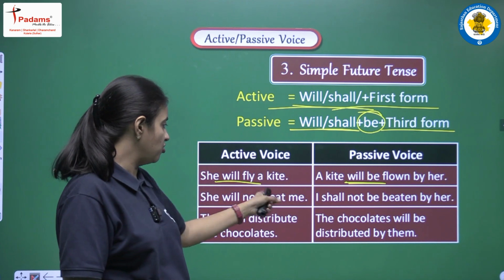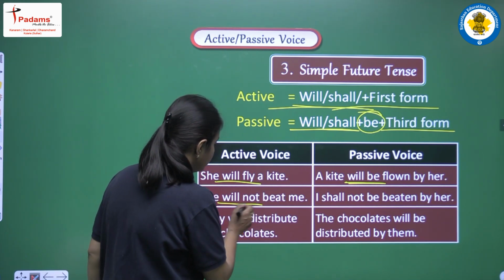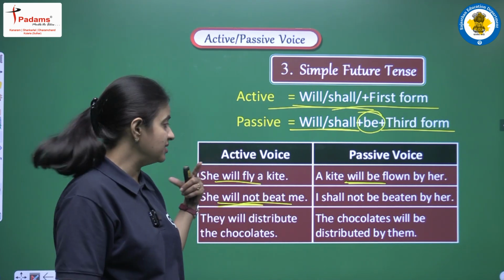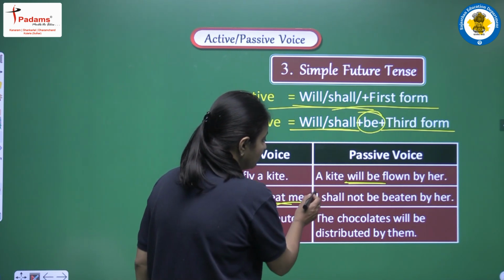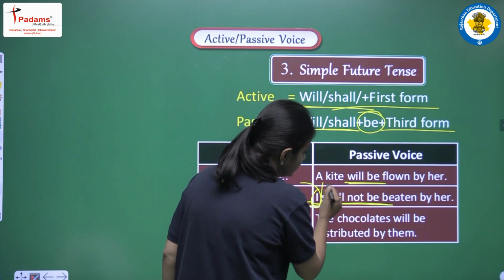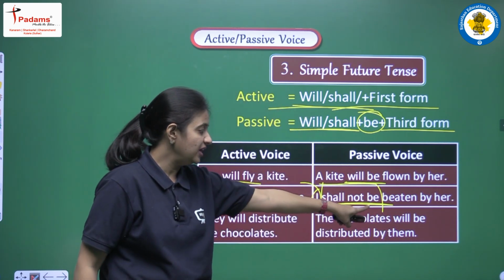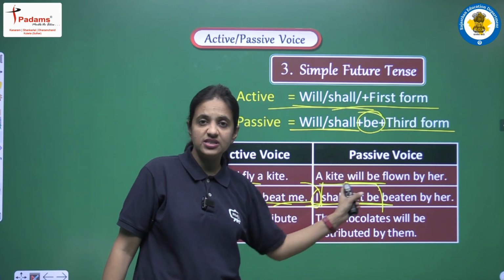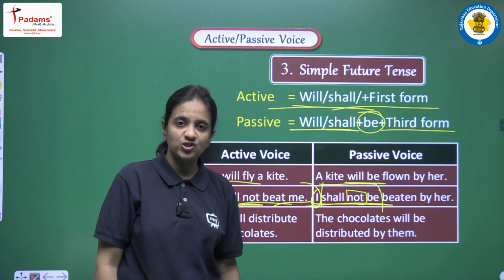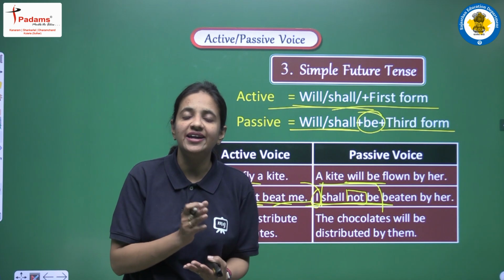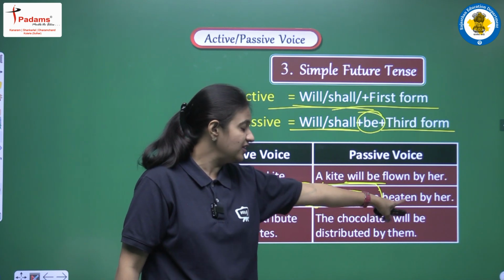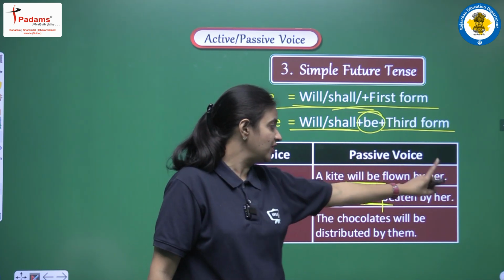Second one is: she will not beat me. So again will not, it means it's a negative sentence, and will plus first form, it means this is future simple tense. So now me will be converted to I, and for I we have to add shall not be. So focus on this thing. When we say shall not be, it means if we want to use shall be in negative, then we have to put not between shall and be. This is the structure actually. Shall not be, where will not come? It will come between shall and be, between both words. So this is the structure. Third form we are using beaten. She is converted to her.